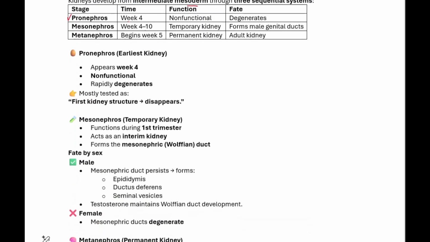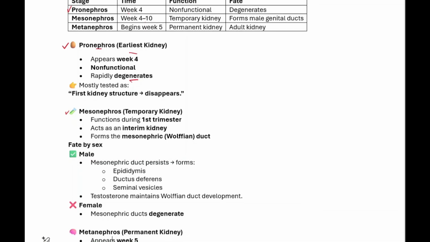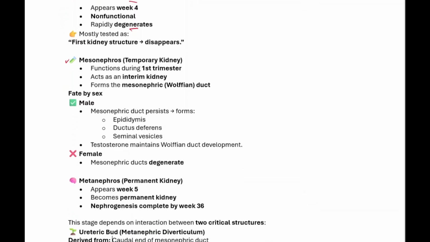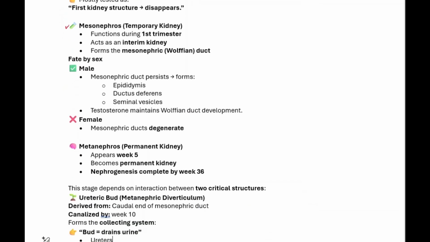So, like we mentioned earlier, the pronephros is the earliest kidney. It normally appears by week 4 and is usually non-functional and rapidly degenerates. It is the first kidney structure and is going to disappear. Then moving on to the next one, which is the mesonephros, our temporary kidney. This usually functions during the first trimester, and acts as an interim kidney.